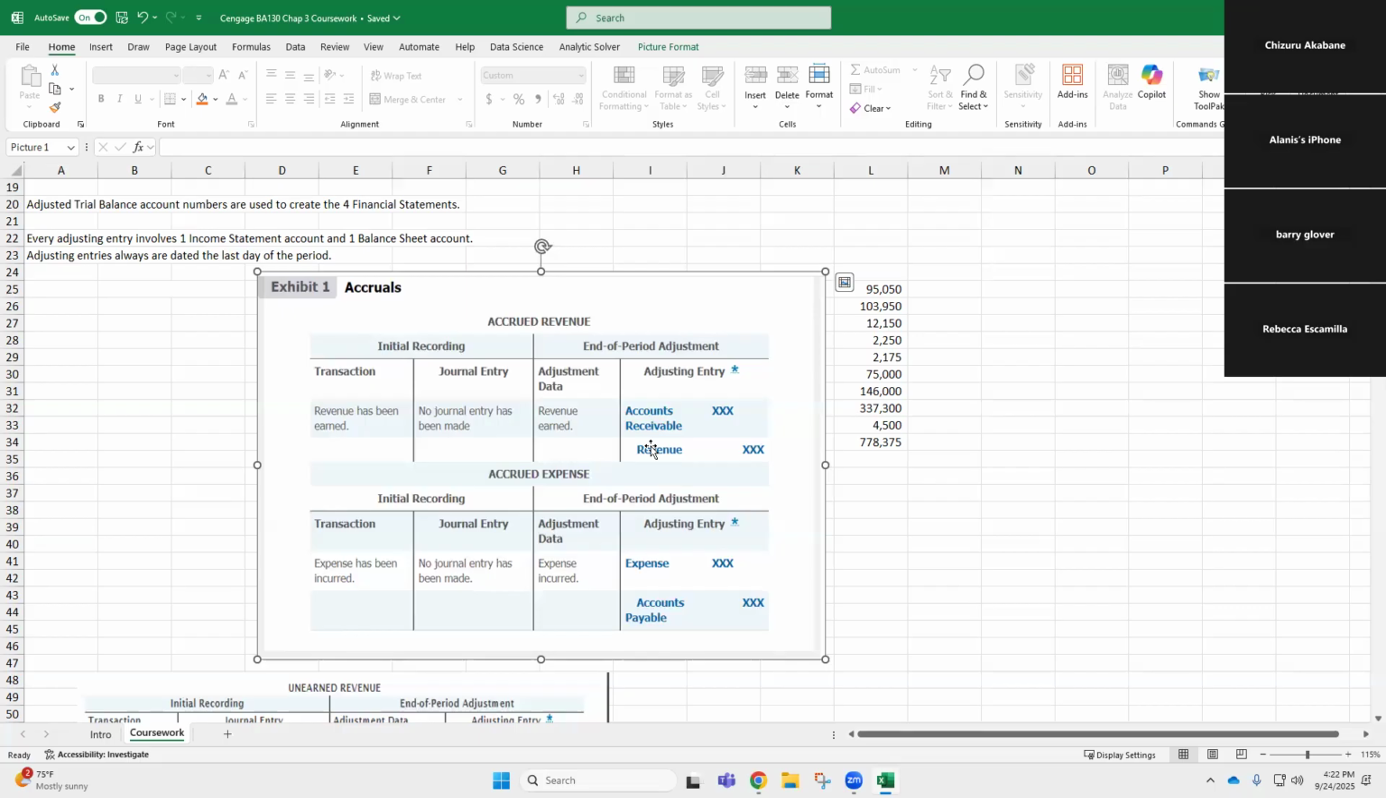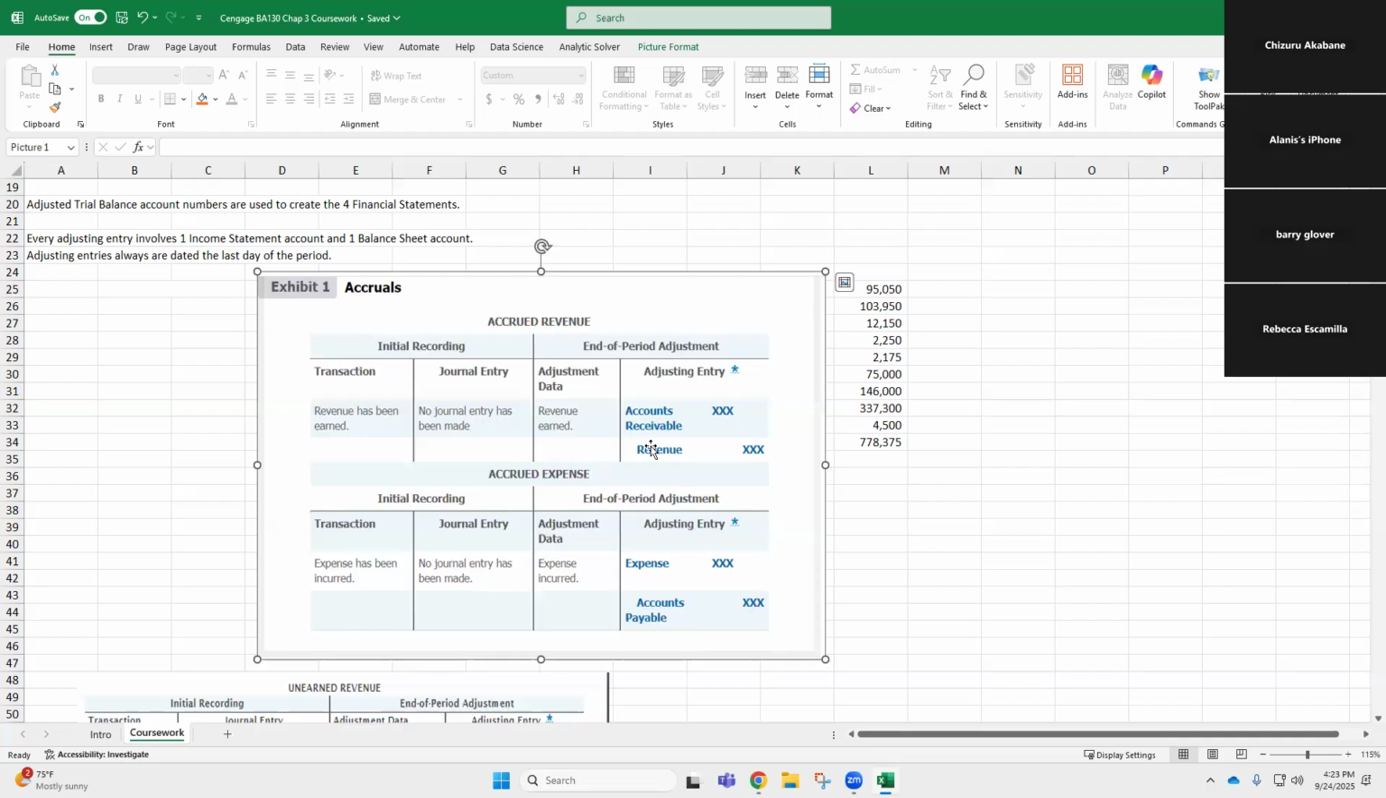Okay, so here's what you need to think about. Accrued revenue, I want your brain to think of accounts receivable. So, bill, or invoice. Remember, bill and invoice mean the same thing. Just write a few notes about these. Bill customers for earned revenue that we haven't yet, right?